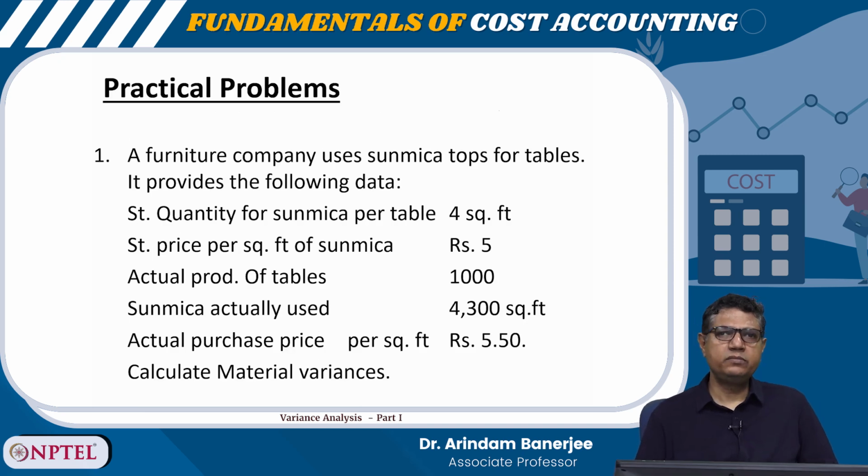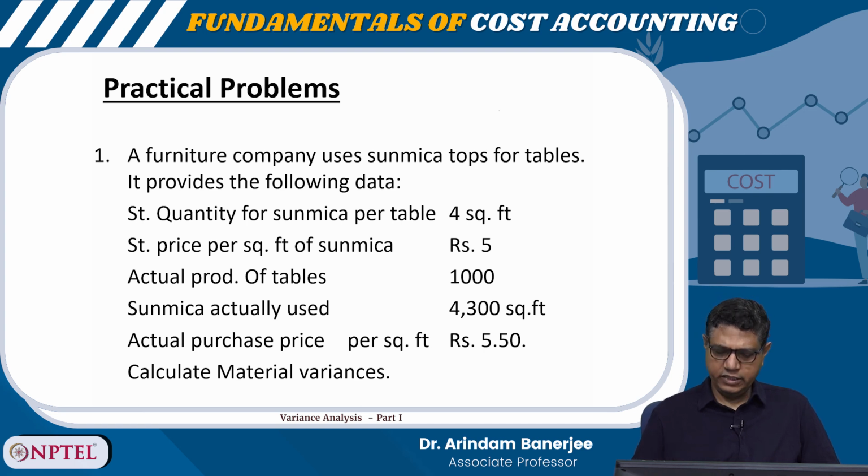So, here is one problem. There is a furniture company which uses Sunmica tops for tables. It provides the following data: standard quantity for Sunmica per table 4 square feet, standard price per square foot of Sunmica rupees 5, actual production of tables 1000, Sunmica actually used 4300 square feet, actual purchase price per square foot 5 rupees 50 paisa. So, now we need to calculate the material variances.